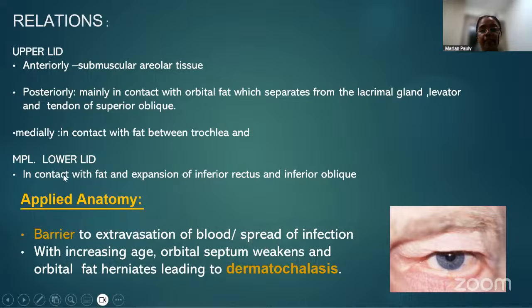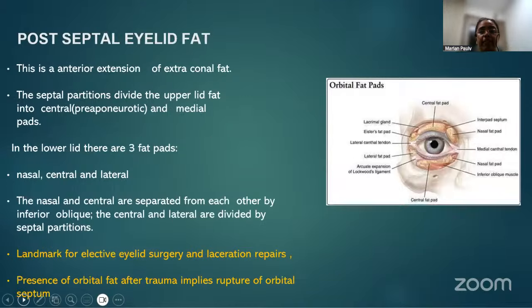The septum is a very important structure in all periocular surgeries. The important relationships: anteriorly, loose areolar tissue; posteriorly, it is in contact with the orbital fat and separates it from the lacrimal gland. The clinical significance is that it's a barrier to extravasation of blood and spread of infection. With increasing age, the septum weakens, so the orbital fat behind the septum herniates, which along with thinning of the skin can lead to dermatochalasis.